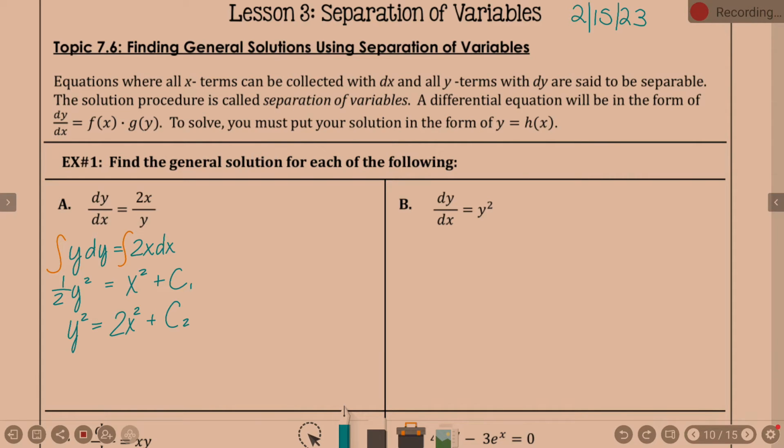There are lots of different options here. If we are officially solving for y, what can I write this as? Y equals the square root of 2x squared plus c2. And what did she forget? Plus or minus. Unless you have a reason not to put that plus or minus on there.